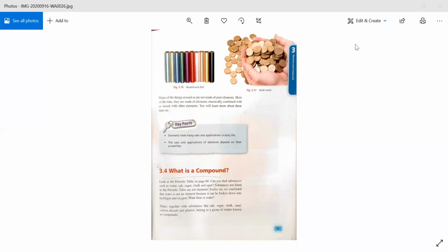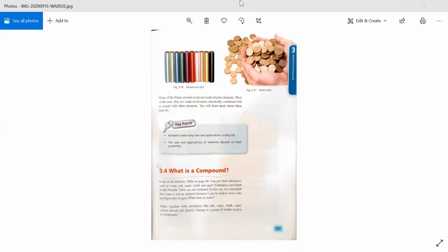Now moving to page number 63. Many of the things around us are not made of pure elements. Most of the time, they are made of elements chemically combined or mixed with other elements. You will learn more about these later on. Beta, as I told you, elements are the substances which we cannot divide further through chemical reaction.